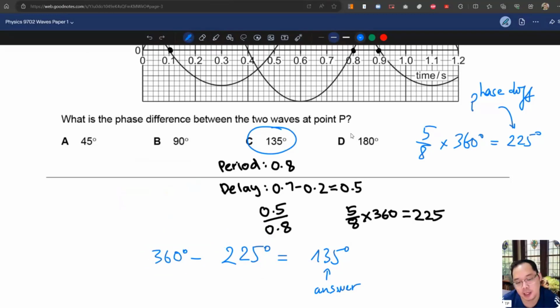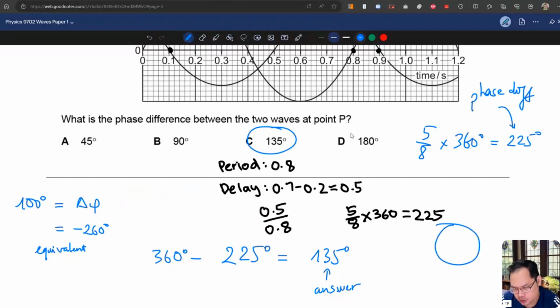Okay. Like the previous problem, we had a 100 degree phase difference, which is equivalent to 260 minus. Okay. Again, like in a unit circle, you have an angle, and then you rotate it 360 degrees, you get the same angle. Cosine of x is the same as cosine of x plus or minus 360 degrees.